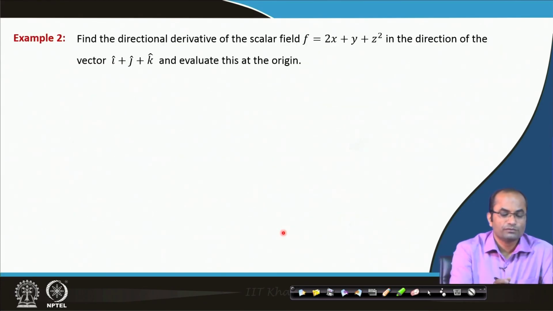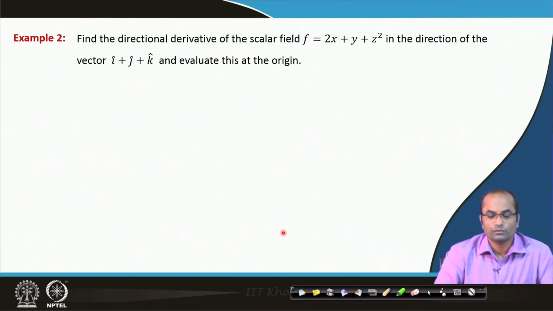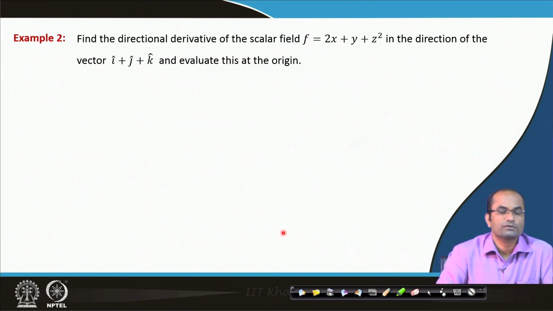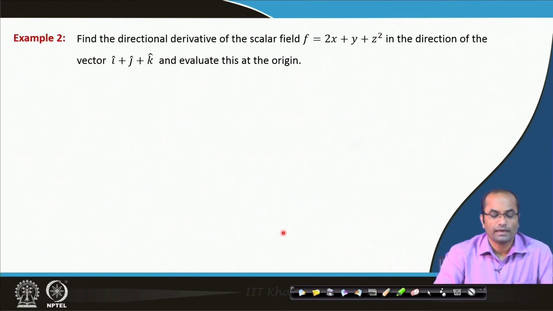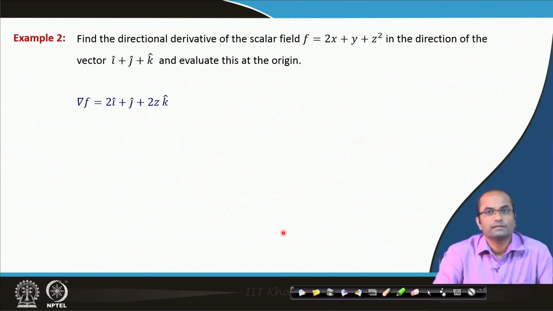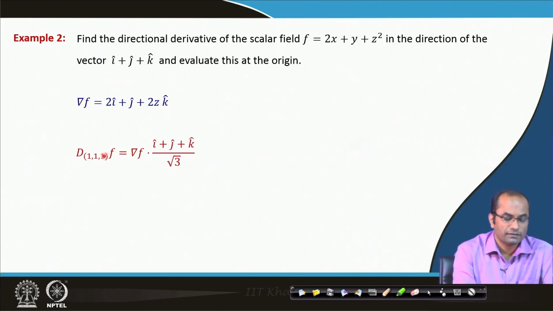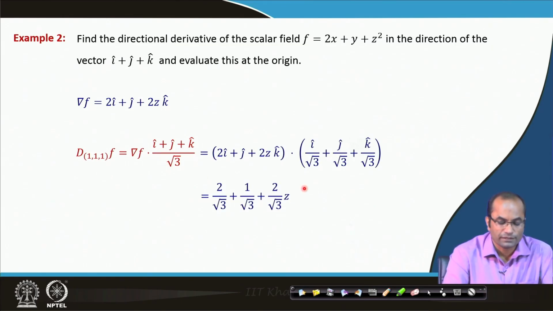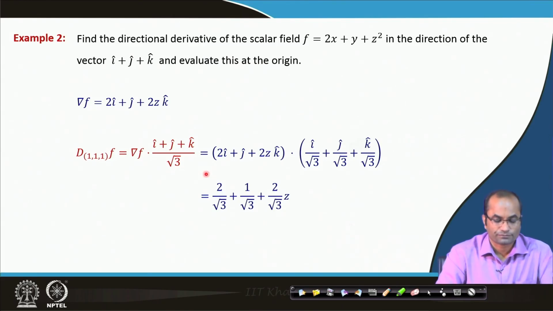Another example: we want to find the directional derivative of the scalar field 2x plus y plus z squared in the direction of i plus j plus k, and we want to evaluate that at the origin. Again, a similar example: we have to get the gradient of f, that is 2i plus j plus 2z k, and then the directional derivative will be given if we multiply this by the unit vector. The unit vector in the direction i plus j plus k is given by this expression, and if we take this dot product, we can find the directional derivative at that point.